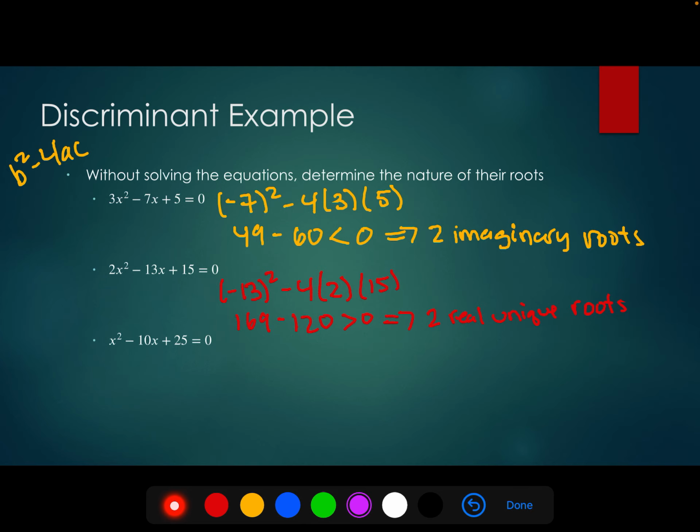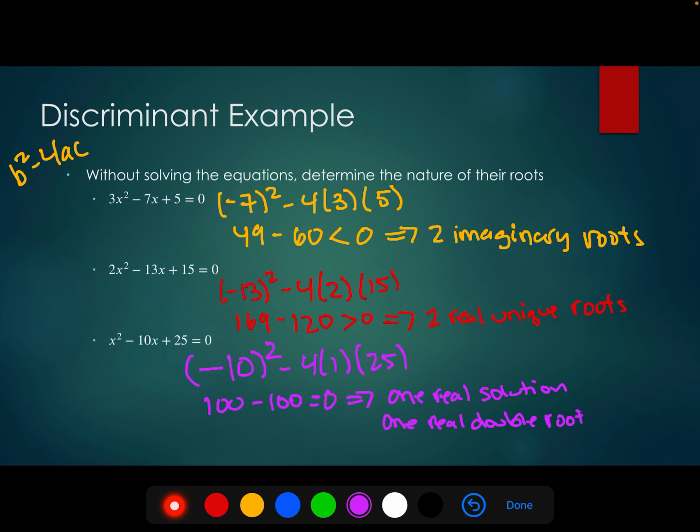All right, so here we do the same thing, b squared minus 4ac. Here our b term is negative 10. So we're going to do negative 10 squared minus 4 times, here our a term is 1 and our c term is 25. And that gives us 100 minus 100, which is equal to 0. So we know that there is only going to be one real solution to this quadratic equation, or you could say one real double root.